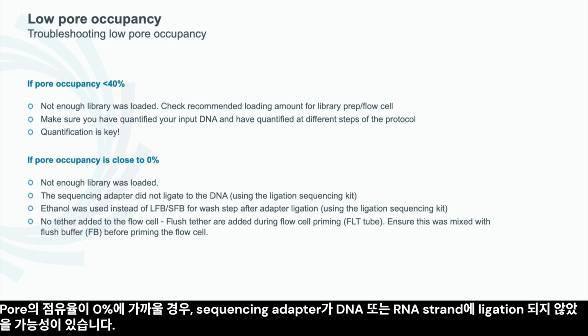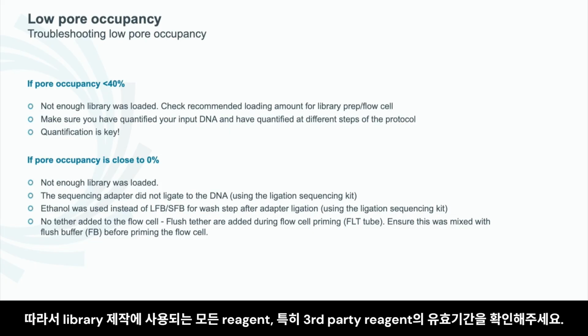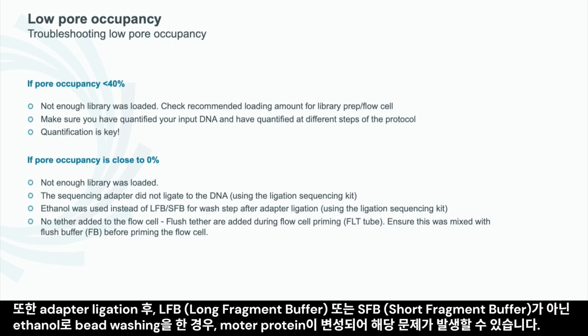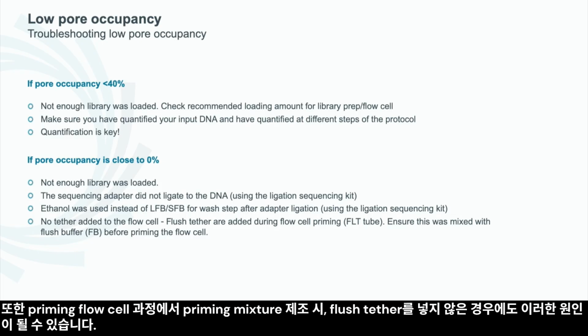If pore occupancy is close to 0%, then it is possible that the sequencing adapter has not ligated onto the DNA. Check that all reagents are within expiry date, including third-party ligases, for example. It can also be the result of using ethanol instead of LFB or SFB for the wash step after adapter ligation, as this will cause the motor protein to fall off. It can also be the result of no tether added to the flow cell during the priming step. Ensure you have mixed the flush tether with the flush buffer before priming your flow cell.